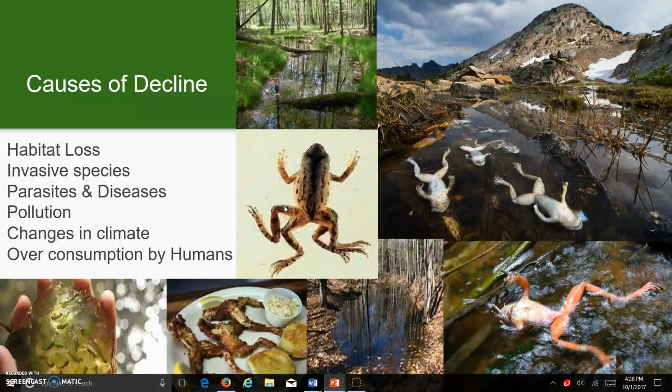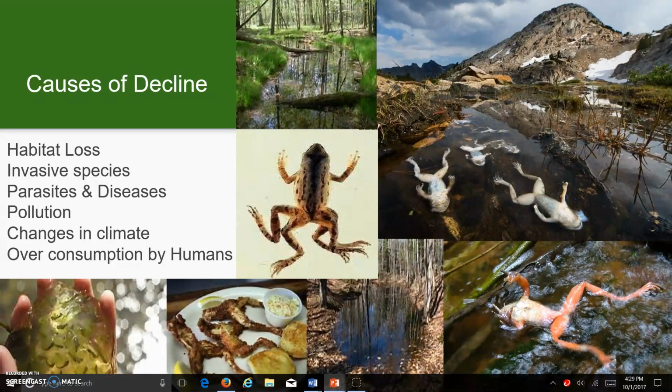So causes of decline in regards to amphibians are listed on the screen in front of you. Habitat loss is a major cause of the decline. The amphibians' normal habitat includes a semi-aquatic environment, and they begin life in a pond or stream, and then they move on to land as adults. So human activities such as building and construction have driven out amphibian populations. Invasive species such as the bullfrog or the cane toad also reduce the amphibian population by consuming them or spreading diseases. Parasites can also cause damage to amphibians through deformity and premature death.